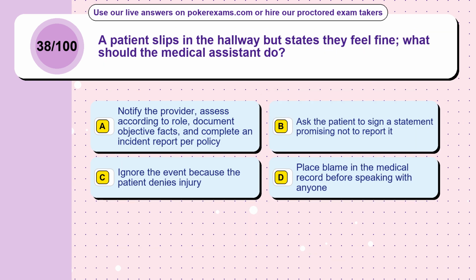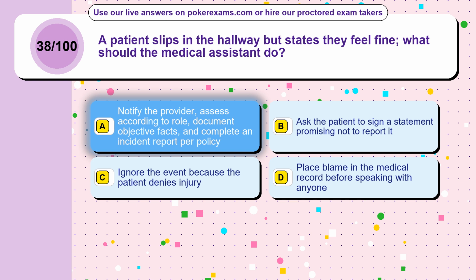Question 38. A patient slips in the hallway but states they feel fine. What should the medical assistant do? Option A. Notify the provider, assess according to role, document objective facts, and complete an incident report per policy. Option B. Ask the patient to sign a statement promising not to report it. Option C. Ignore the event because the patient denies injury. Option D. Place blame in the medical record before speaking with anyone.